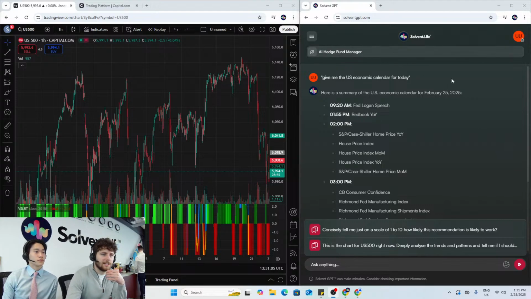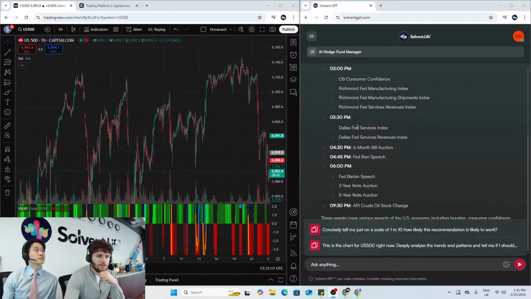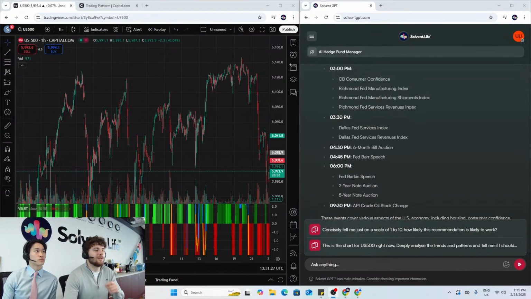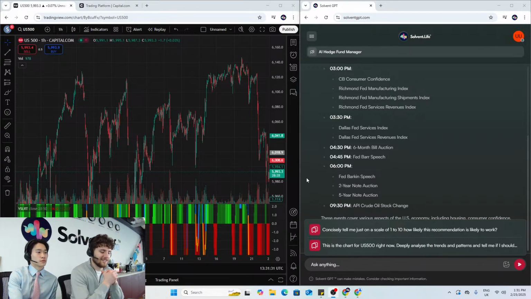US economic calendar for the 25th of February. At 9:20 Eastern Standard Time there's a Fed speech. We have year-on-year reports, the Dallas Fed Services Index, and then an oil announcement later today. We've got some fire emojis from Joe. Let's go. How you doing? Drop some tickers in the chat that you want to see us trade.